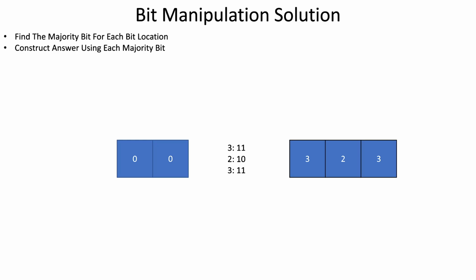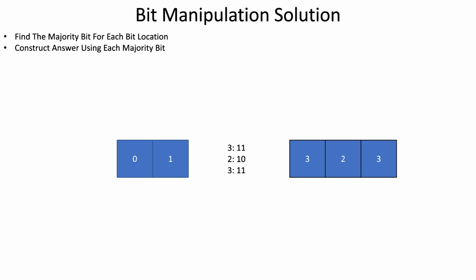Let's look at an example. We are given 3, 2, and 3 again as the input, and on the left we have these two squares which resemble the bits of our answer. We're given that 3 is bits 1 and 1, 2 is bits 1 and 0, and 3 again is bits 1 and 1. We first look at the 0th index, and the most frequent bit is 1. So we set 1 as the 0th index in our answer.